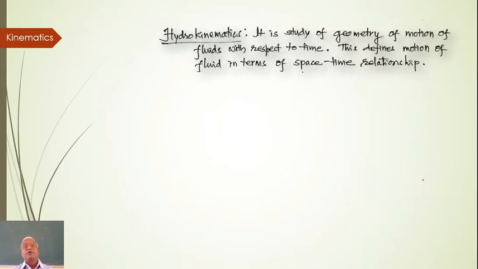Now kinematics, we are not going to study rigid body kinematics. You have studied that already in your earlier subject of elements of civil engineering. In this particular subject of fluid mechanics, there is a chapter on kinematics, under which we are going to study hydrokinematics. Hydrokinematics means what? It is the study of geometry of motion of fluids with respect to time. Again, geometry of motion with respect to time is kinematics of the flow. That is hydrokinematics. This defines motion of fluid in terms of space and time relationship.